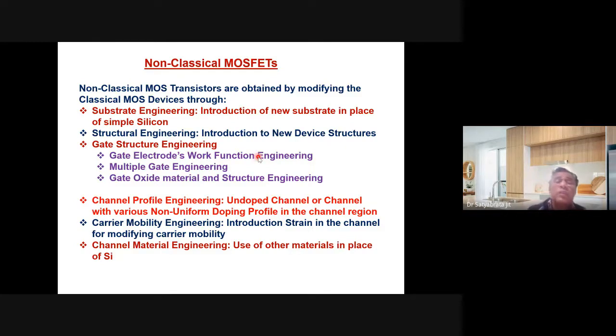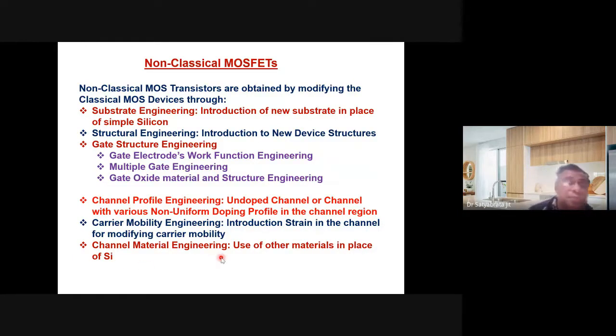Gate electrode work function: whatever gate metal we are using, instead of a single gate electrode, we can use multiple gate electrode structures. And gate oxide material: instead of SiO2, we can use other gate oxide materials, like Al2O3, aluminum oxide, and hafnium oxide. Channel profile engineering: we can use an undoped channel or a channel with various non-uniform doping profiles. Carrier mobility engineering: by introducing strain in the channel, we can increase the carrier mobility of the channel.